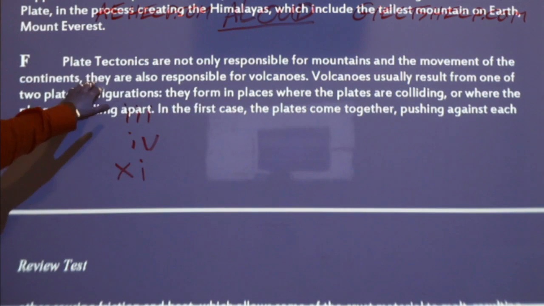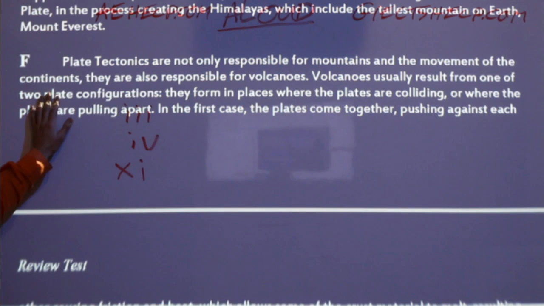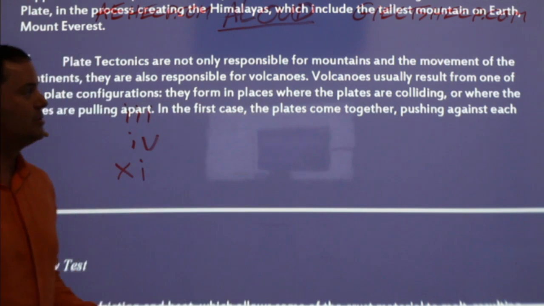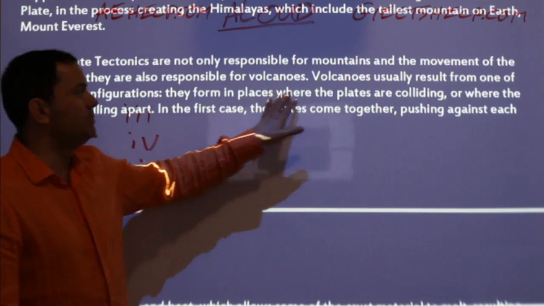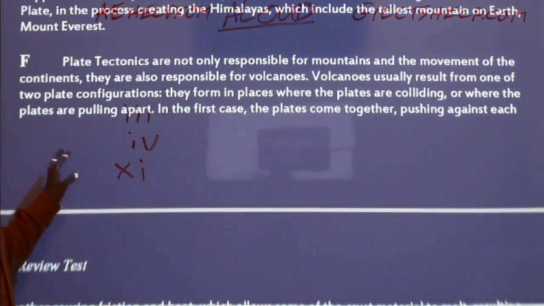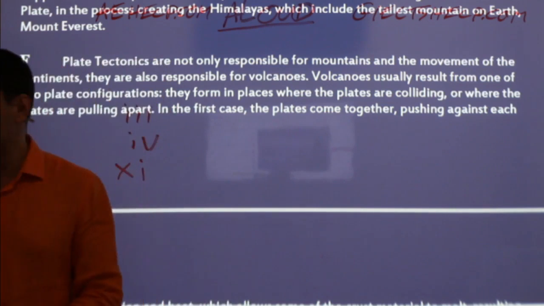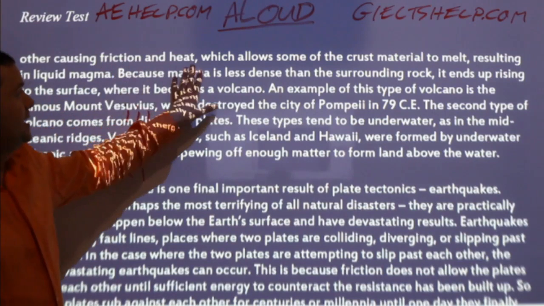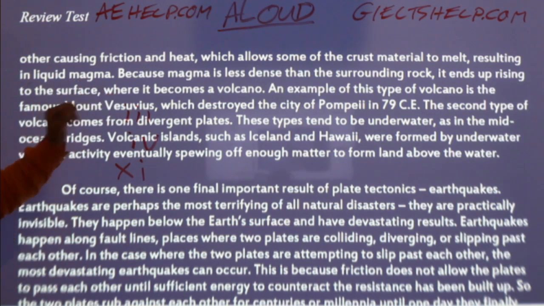Read with me. Plate tectonics are not only responsible for mountains and the movement of continents, they are also responsible for volcanoes. Volcanoes usually result from one of 2 plate configurations. They form in places where the plates are colliding or where the plates are pulling apart. In the first case, the plates come together, pushing against each other, causing friction and heat, which allows some of the crust material to melt, resulting in liquid magma.